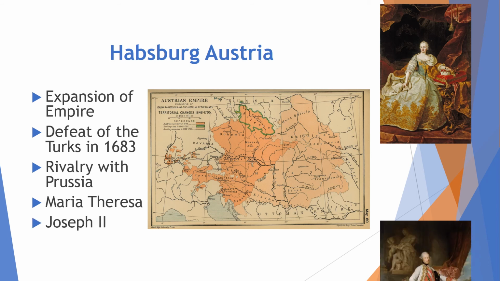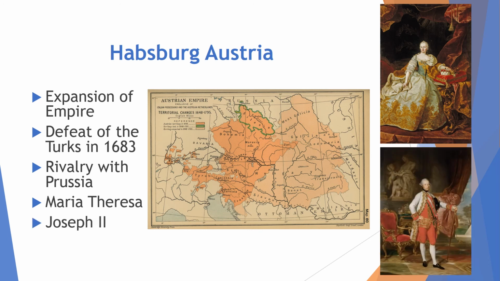Her son Joseph is really the model enlightened despot, so don't get our enlightened despots mixed up. We have Catherine the Great, we have Frederick the Great, we have Joseph II.